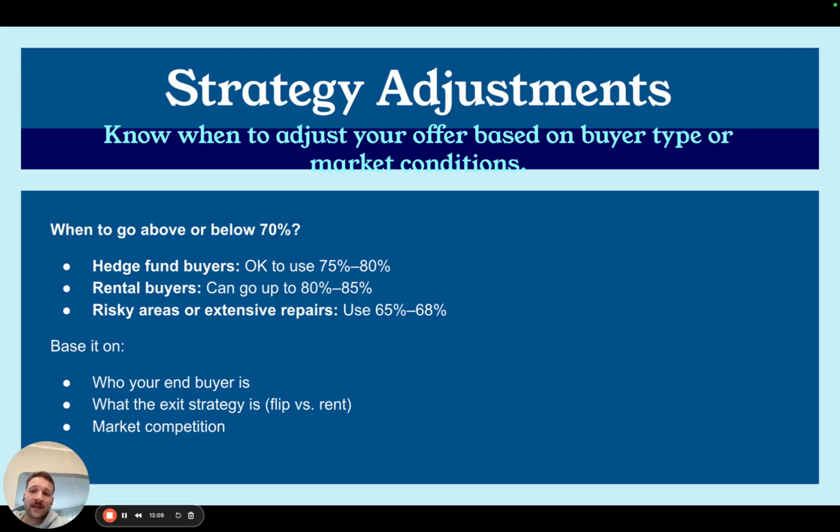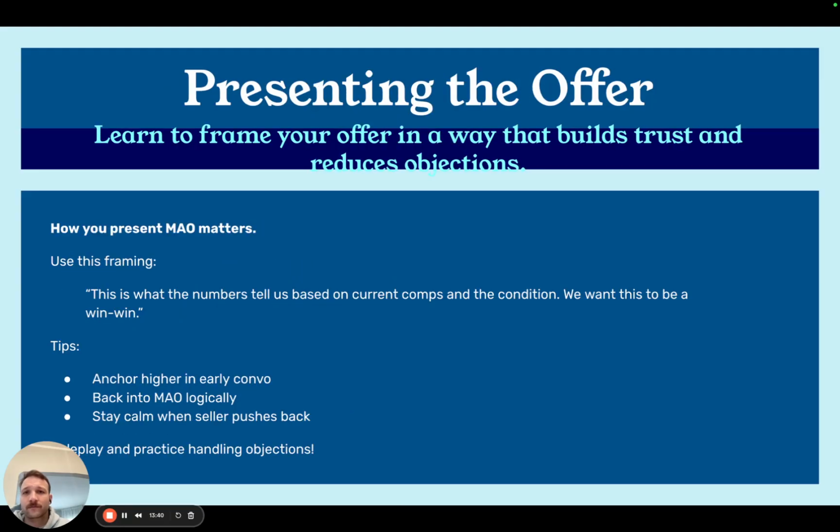We find that frame houses in bad areas on the south side of Chicago move for significantly cheaper than other deals might. Like a brick house in a nice area, you might be able to move it at 50 to 60% of ARV, versus a frame in a bad area, you might be able to move at 35, 40%, maybe less than ARV. So we have to base this on who our end buyer is, what the exit strategy is, and any sort of market competition as well.